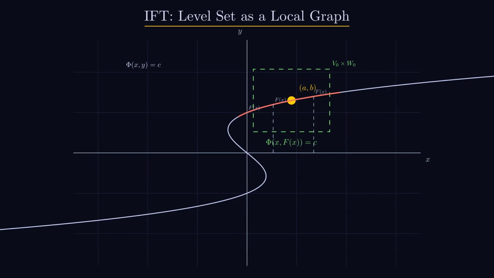The identity phi of x and f of x equals c holds throughout V0. Every point on the graph of f lies in the level set. The converse, that every point of the level set inside the box lies on the graph of f, follows from the uniqueness part of the implicit function theorem. That uniqueness is itself a consequence of the injectivity of the local inverse of psi constructed in the proof.